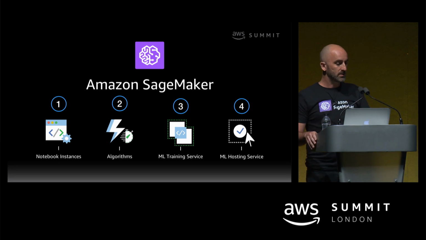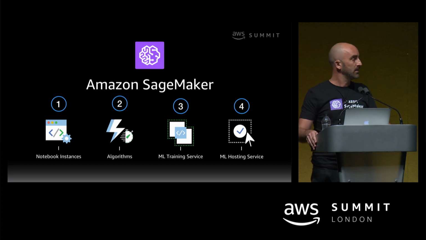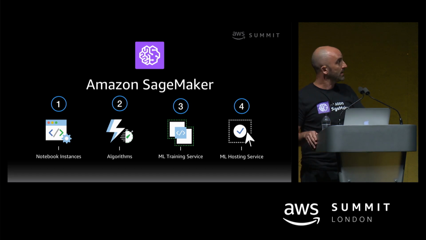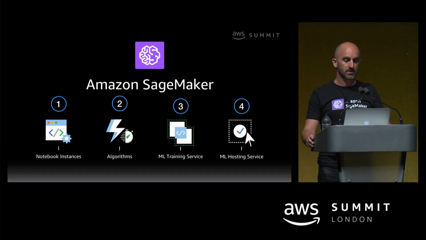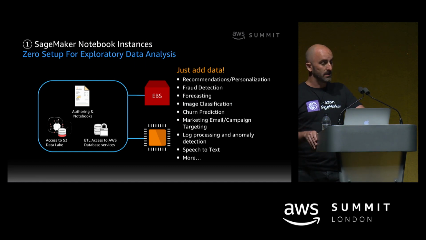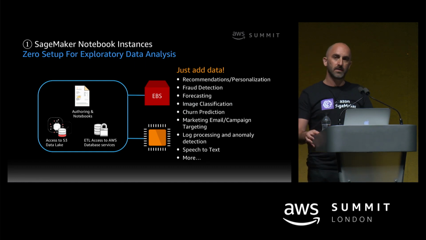So we have the notebook instances, which is where a lot of data scientists will start, to do the exploratory data analysis. We have the built-in algorithms to really help you get kick-started with machine learning. The machine learning service for training your models. And then the hosting service, where you can deploy and provide an API, say, to your customers or downstream services.